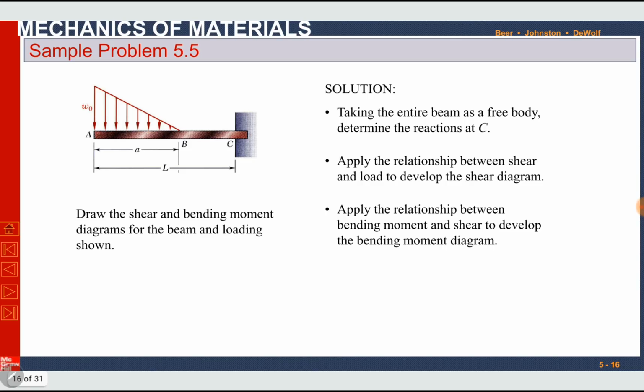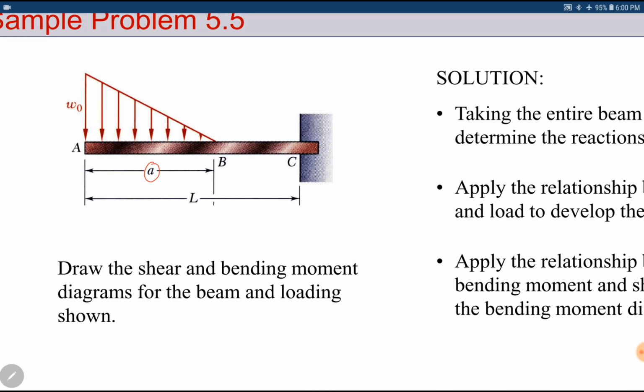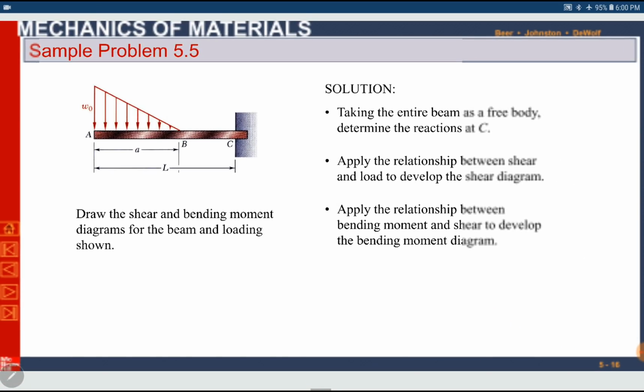Okay, our next problem is sample problem 5.5. The statement is, draw the shear force and bending moment diagrams for the beam and loading shown. Here, a cantilever beam is given. A linearly distributed load between A and B is given. The length of the load is small a and the maximum load is minus w naught. Now we have to find the relationship between shear force and bending moment using the standard integral method.